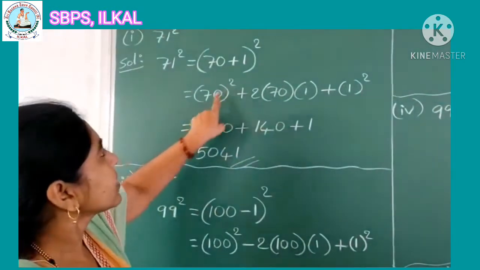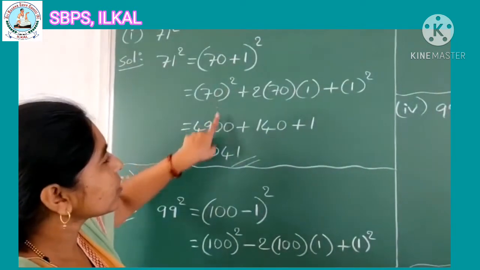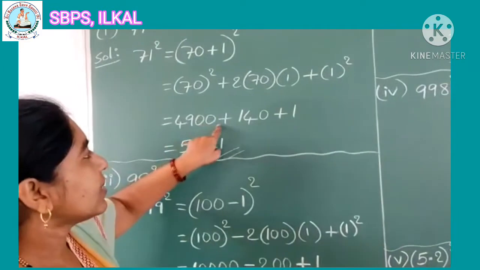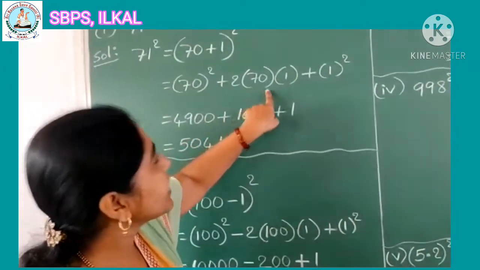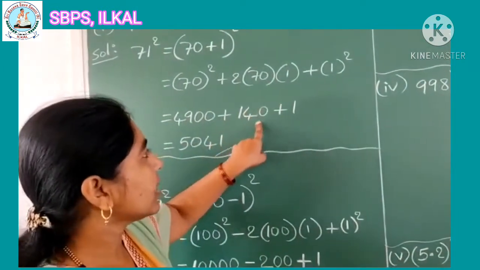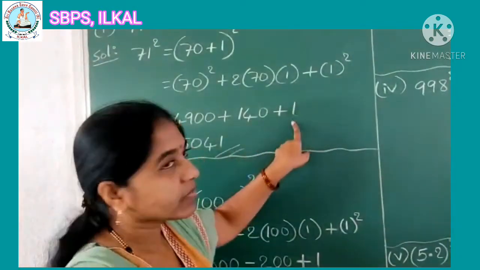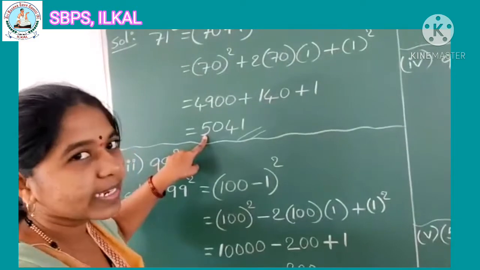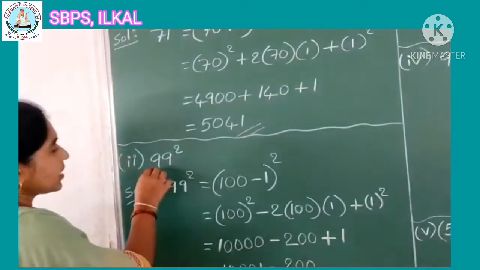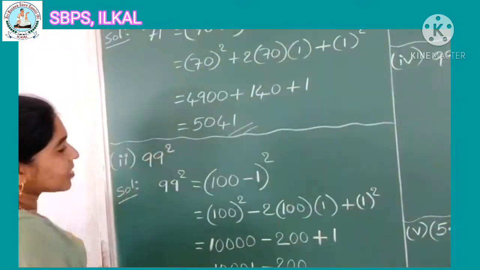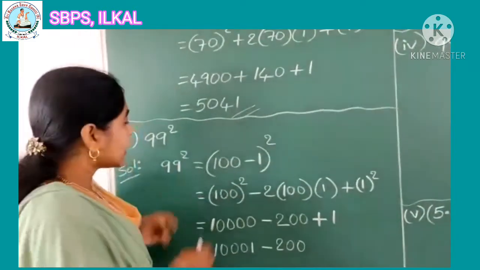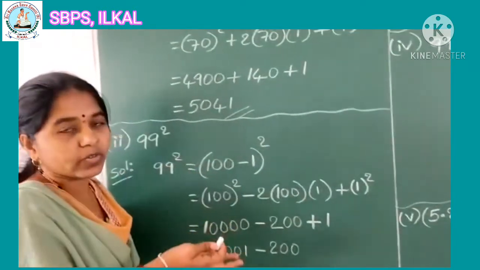70 square: 7 sevens are 49, and 0 square is 2 zeros, which means 70 square is 4900, plus 2 into 70 into 1, which is 140, plus 1 square is 1. Add all these terms, children, 5041 we will get. Okay, next one, 99 square. I wrote it as 100 minus 1 whole square. You can consider 90 plus 9 whole square also, children.